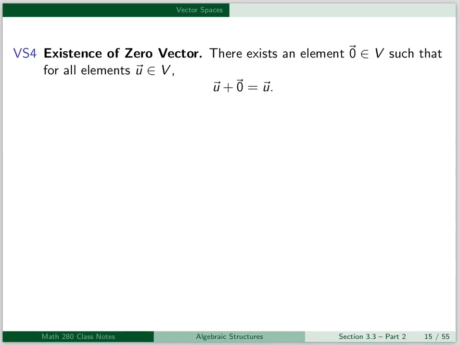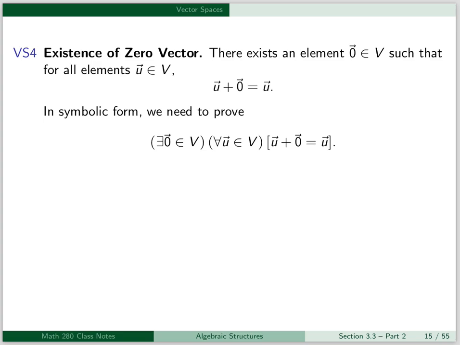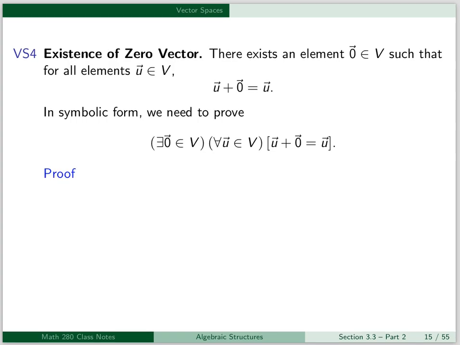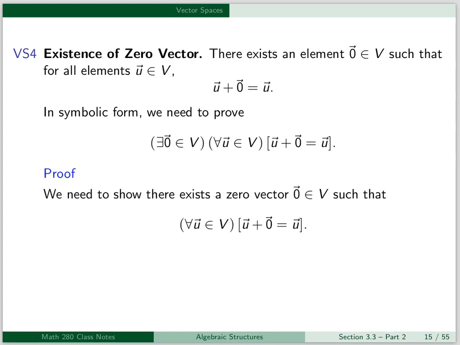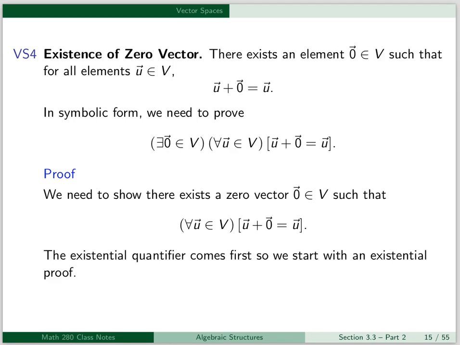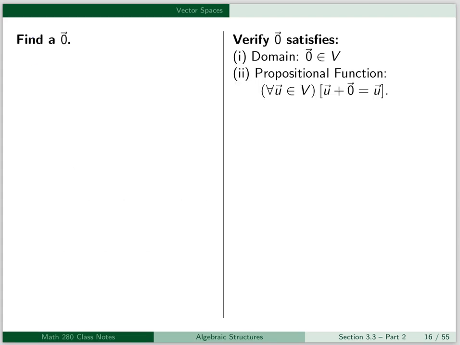For VS4, existence of a zero vector, this states there exists an element 0 in V, such that for all elements u in V, u plus 0 is equal to u. In symbolic form, we need to show the statement as displayed. So we need to show there exists a zero vector in V, such that for all u in V, u plus 0 is equal to u. The existential quantifier comes first, so we start with an existential proof. So we'll set up our two columns. We need to find a zero vector and then verify that it satisfies our two conditions. The domain is that 0 must belong to V, and the propositional function is that for all u in V, u plus 0 equals u.